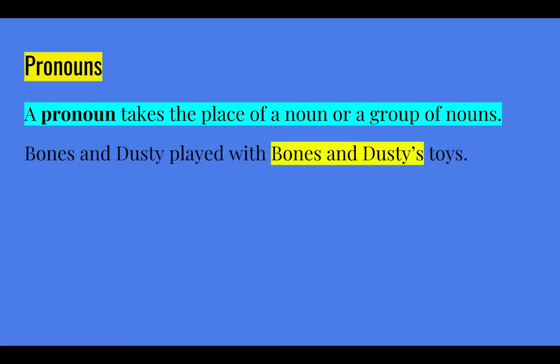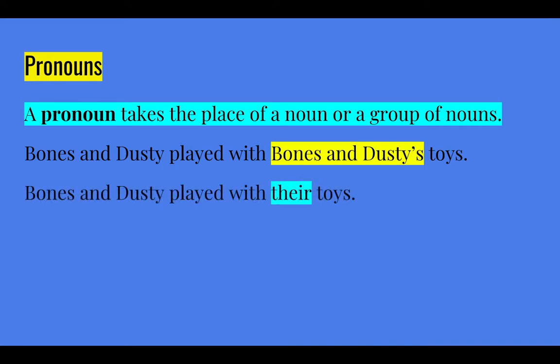So in this sentence, Bones and Dusty played with Bones and Dusty's toys. That sounds really repetitive and really silly to keep repeating those words again when I can replace Bones and Dusty with their. Bones and Dusty played with their toys. That makes a lot more sense and it doesn't sound quite as repetitive as if I just kept repeating their names.